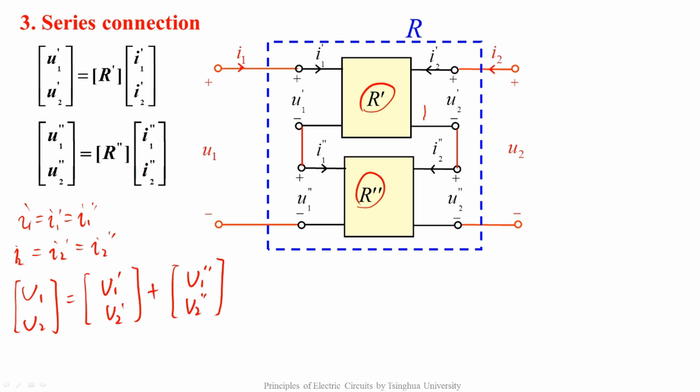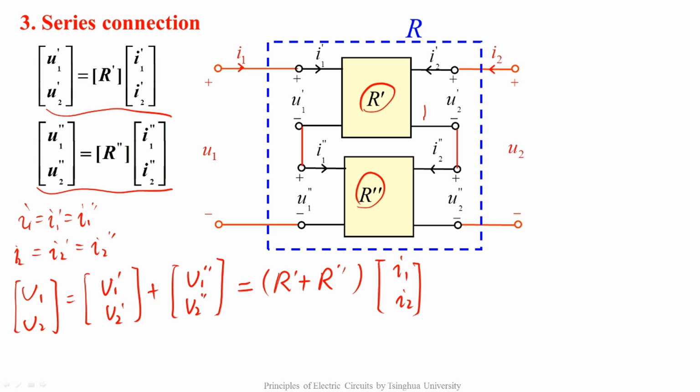Substituting their R parameters and applying the relationships of their port currents and the voltages, we get it equals R1 prime plus R double prime times the port current. The R parameters of the new composite two-port network is R, which is equal to R prime plus R double prime. This is a relationship of the R parameters of the two-port networks in the series connection.